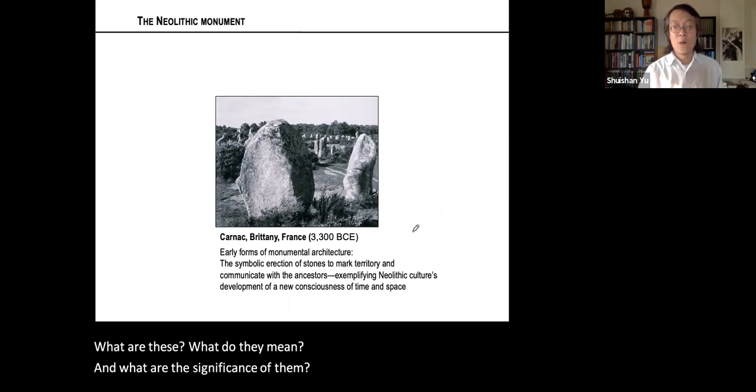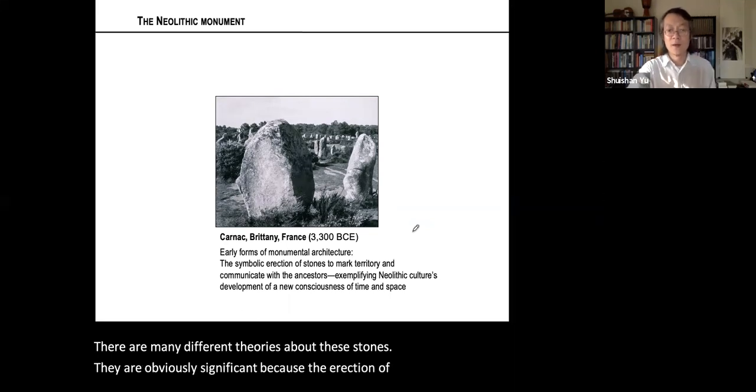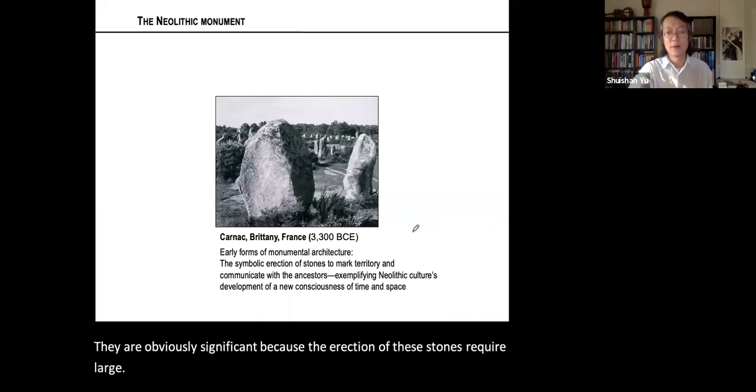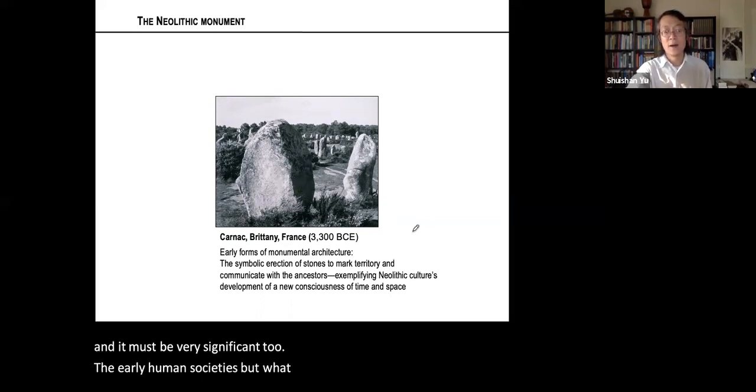So there are many different theories about these stones. They are obviously significant because the erection of these stones requires large human labor, and it must be very significant to the early human societies. But what exactly is that significance?